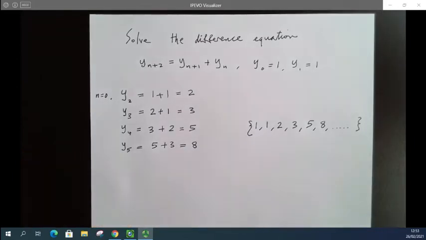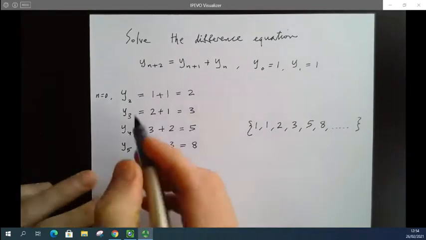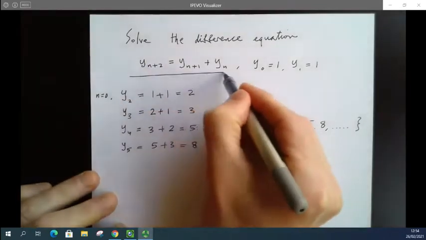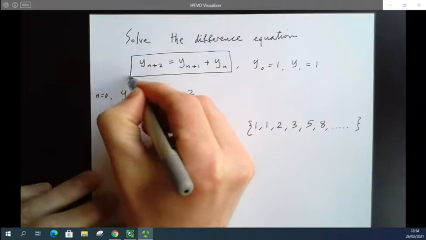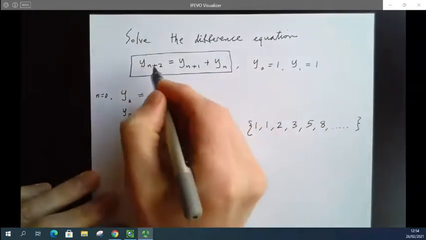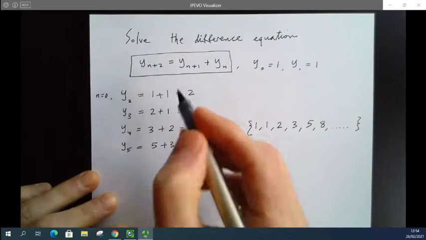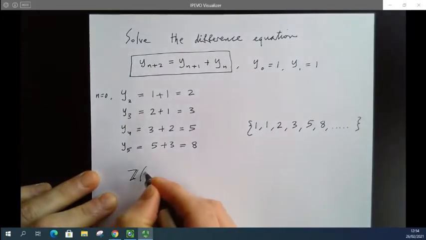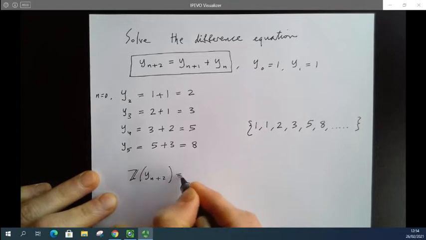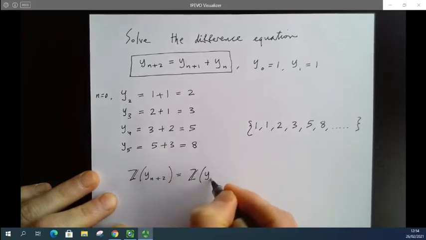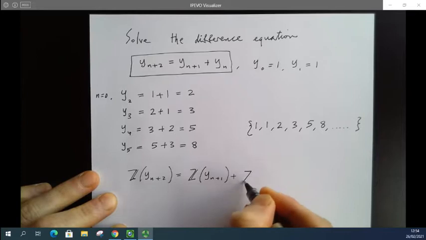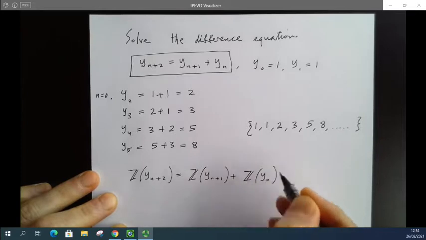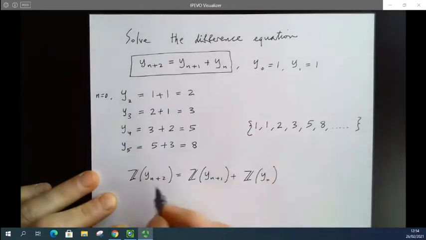So the next step now is to get the Z transform of both sides. Now, using the table of Z transforms, I'm getting the Z transform of each of these three terms. So the Z transform of yn plus 2 is equal to the Z transform of yn plus 1 plus the Z transform of yn. So I'm converting this difference equation now into a new equation.